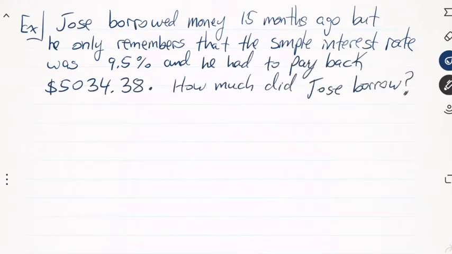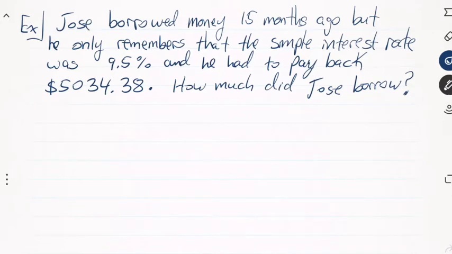All right, so here's a question. Jose borrowed some money 15 months ago, but because it was so long ago, he forgot how much he borrowed, but he does remember that his interest rate was 9.5%. And when it's not written with an APR, you can assume that it is an annual percentage rate. If it was percent per month or percent per week, it would have to say it. So if it doesn't say anything about the time frame, you assume that it is per year.